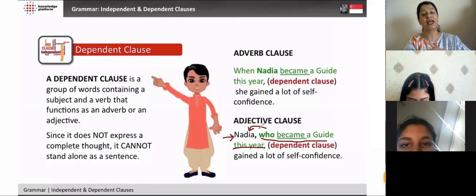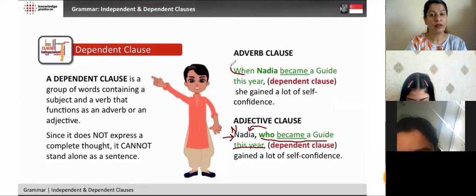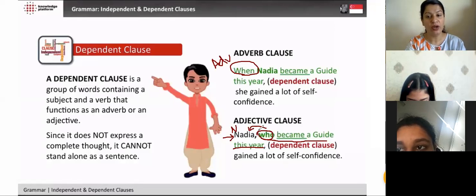So anything that defines the quality of the noun, Nadia is the noun, anything that defines the quality of the noun is basically an adjective. Because this is a clause, it will be called an adjectival clause. Okay? Who became a guide this year? Over here, the conjunction when defines that it's an adverb, whereas over here, who tells us something about the noun, hence this is an adjective.